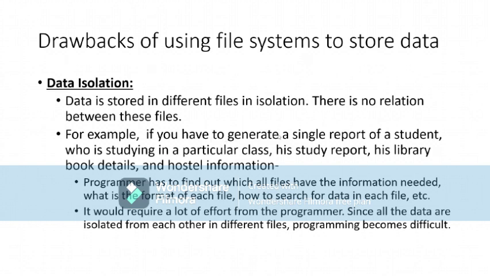For example, if you have to generate a single report of a student who is studying in a particular class, with his study reports, his library book details, and hostel information, then you have to go to 4 different files and fetch that information. Maybe you are simultaneously opening all those files, and finding the same roll number in library books also, because your unique ID is going to uniquely identify you. So you open 4 different files, fetch, identify, and then you will be able to answer the question: who is the student, what is his library report.